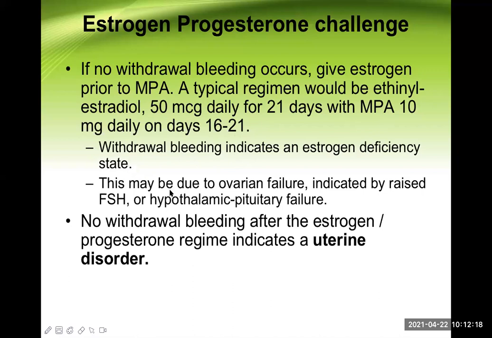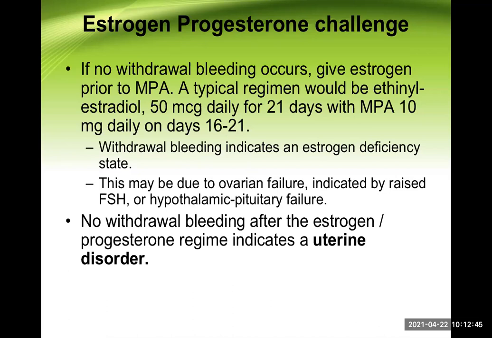This may be due to ovarian failure, indicated by raised FSH, or hypothalamic pituitary failure. So these are the causes of estrogen deficiency in this case. Now let me clarify this. Maybe you are a bit confused here. Now see this. We just check whether withdrawal bleeding occurs or not. Now we are giving estrogen here, and after that we are giving progesterone.